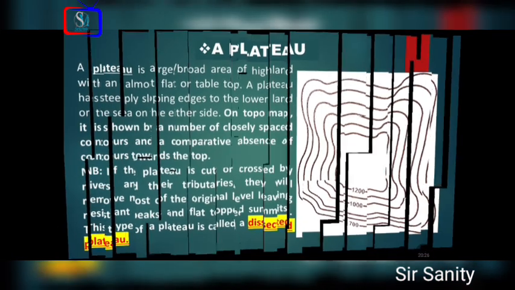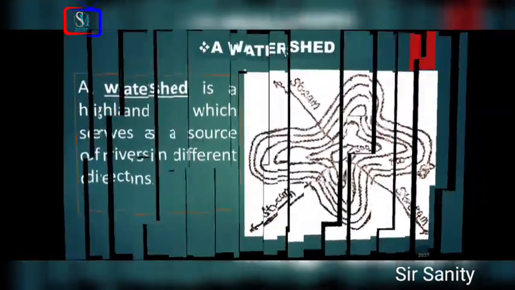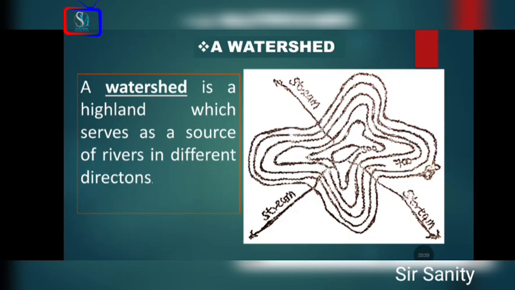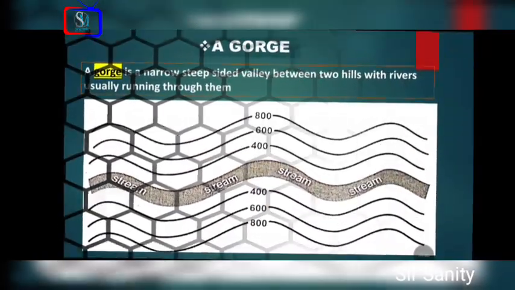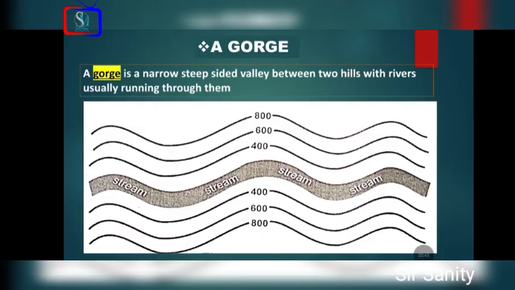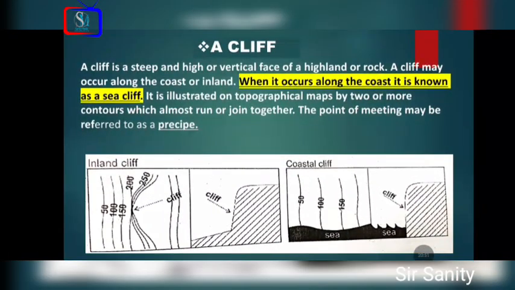All right. What I said: highlands are where water bodies take their source from. You should know all these things and try to keep them in mind. A gorge is a narrow, steep-sided valley between two hills, with rivers usually running through them. You also have a cliff and others.